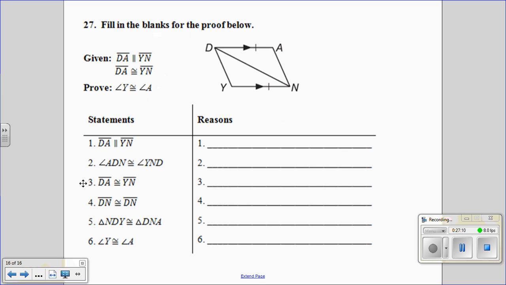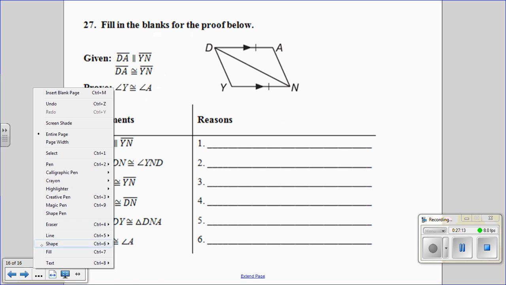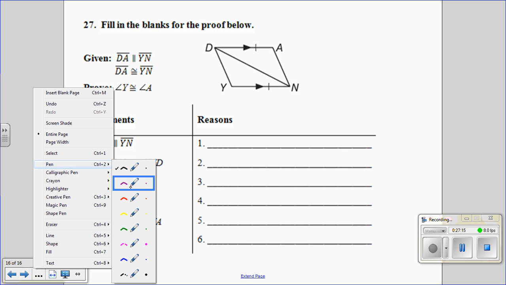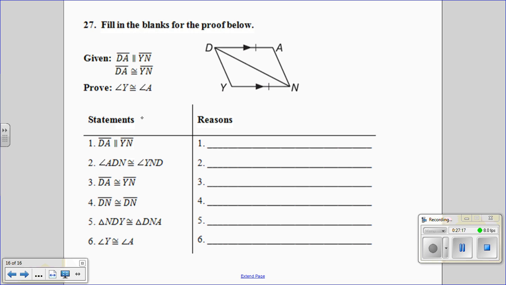And now we've reached the last question, but it's a proof. Again, it's unavoidable, ladies and gentlemen. We're going to probably see them for the remainder of the year.